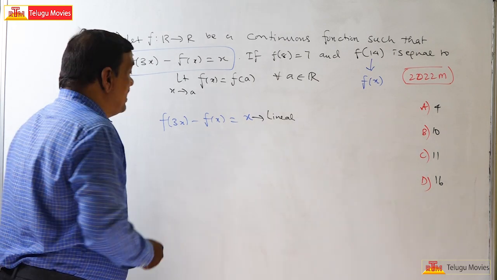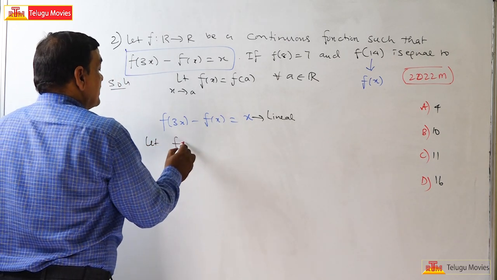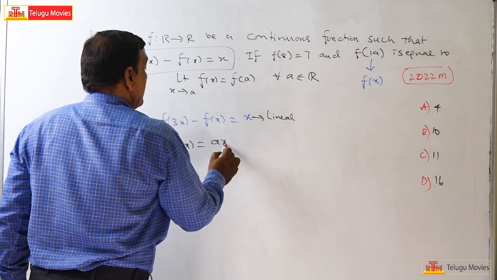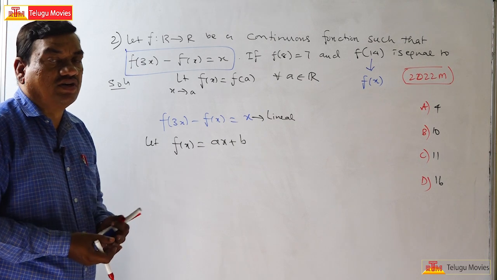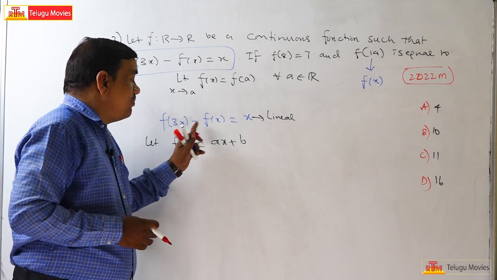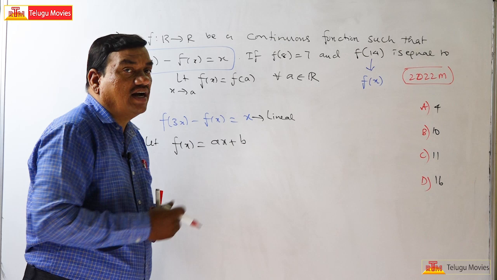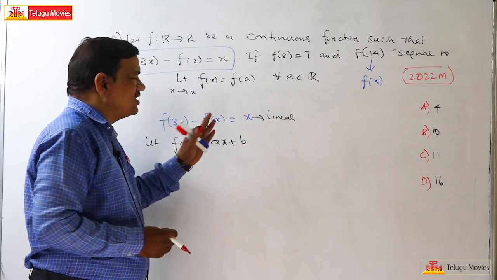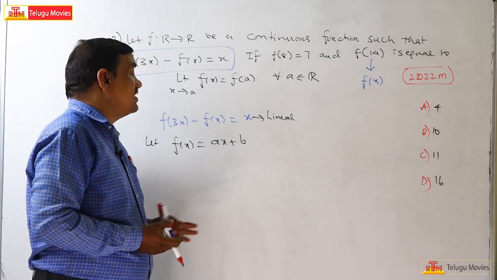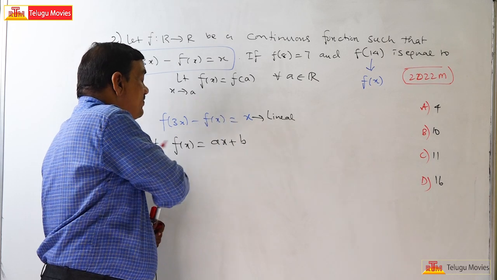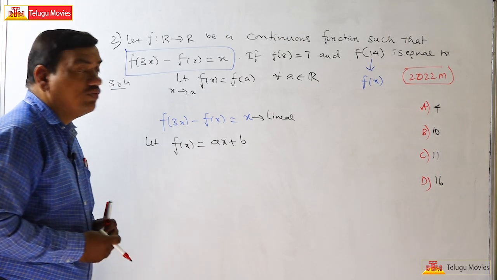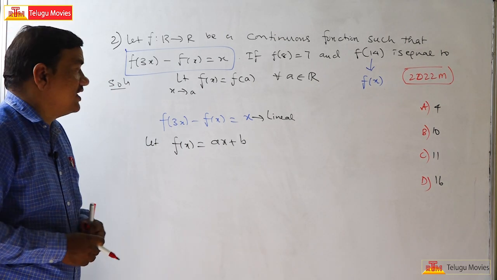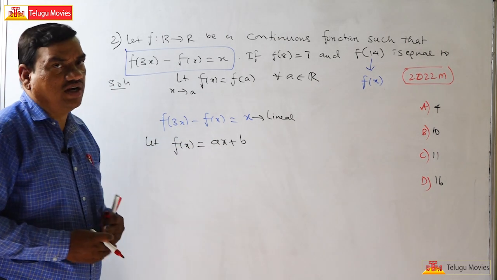So that's why let us take f of x is equal to ax plus b, a linear function. A linear minus a linear function will also give a linear function. Of course, quadratic minus quadratic could also be considered, but since f of x is linear here, the output will also be linear. If it is quadratic, you can check that also.